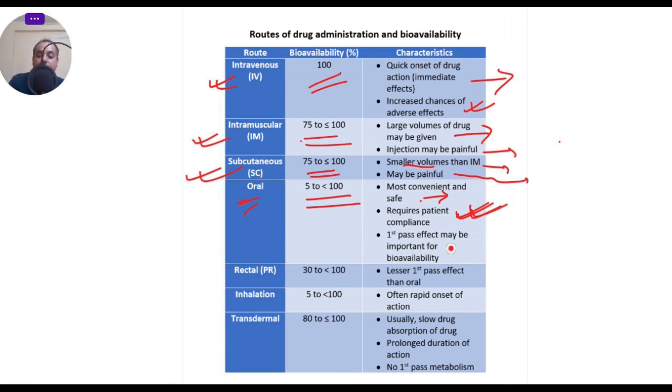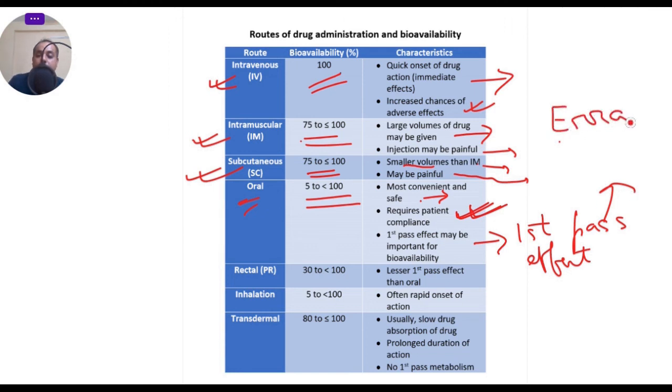And the next is the first pass effect. The first pass effect, as we have already discussed, may be very important for its bioavailability. That is, ultimately, it can lead to erratic bioavailability. The bioavailability of the drug may be erratic due to the first pass metabolism, right?